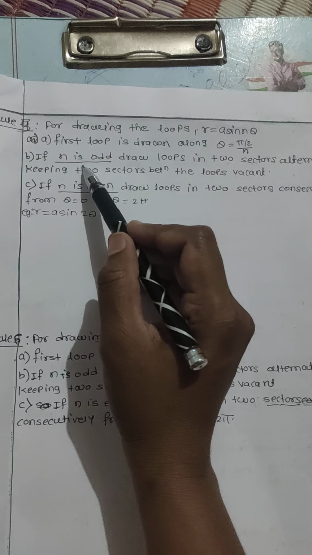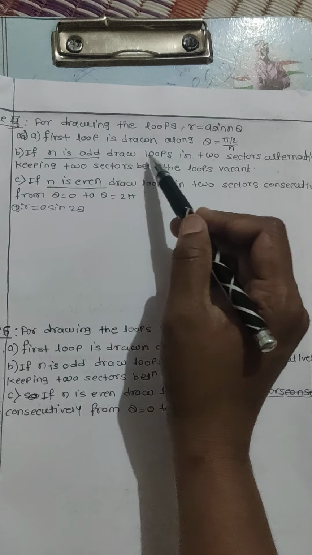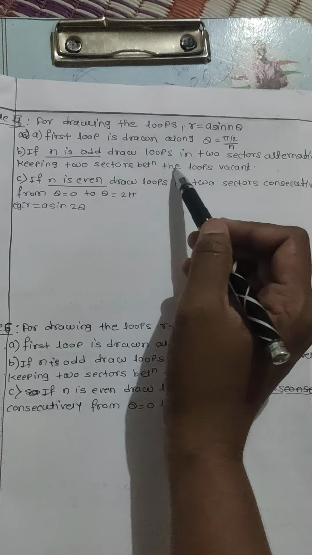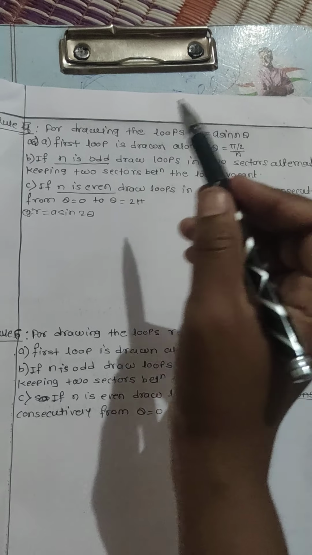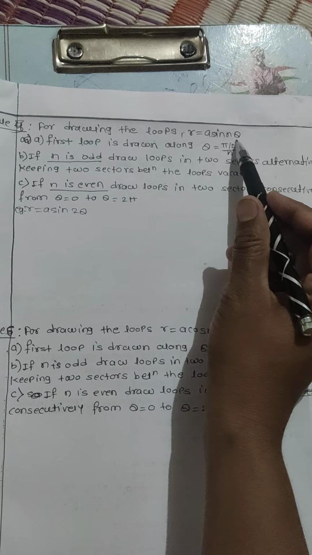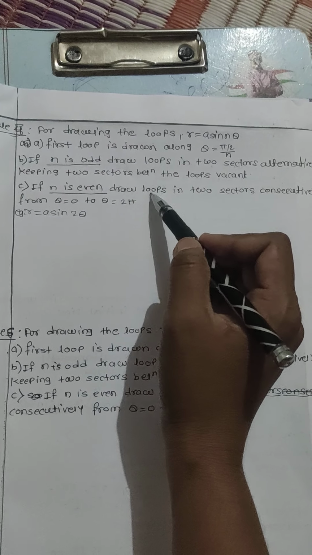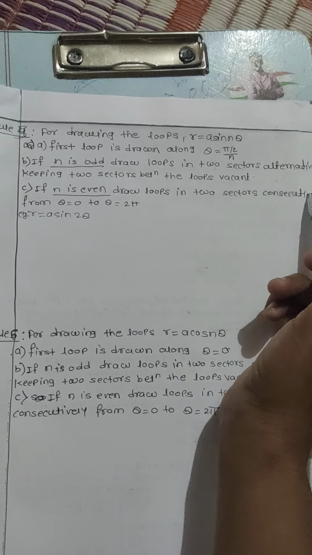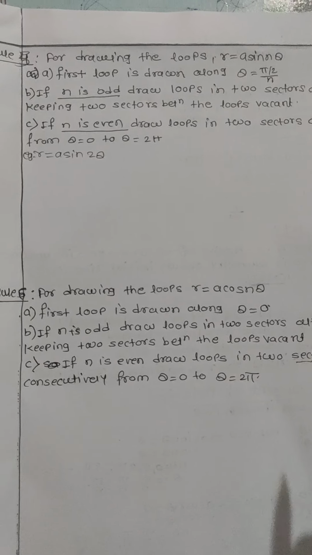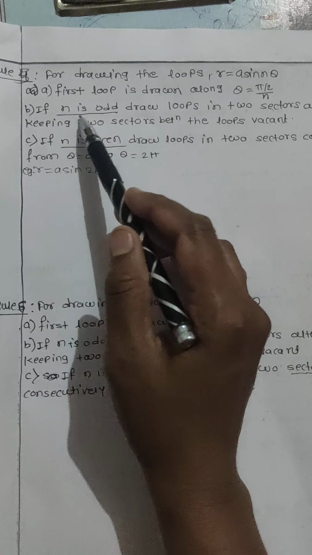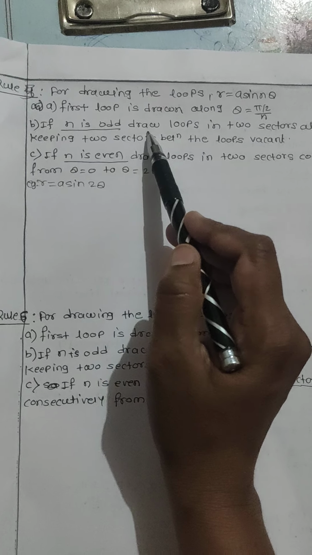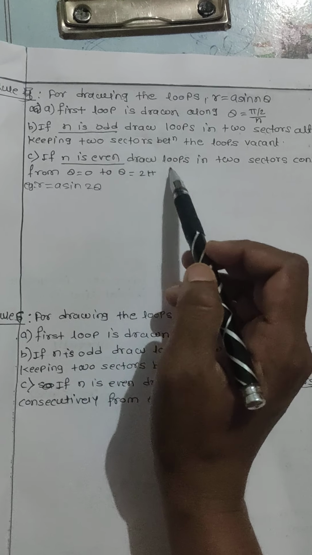Second thing is, if n is odd, we have to draw the loops in two sectors alternatively, keeping two sectors between the loops vacant. And what is the third condition? If n is even, for r equal to a sin n theta, we have to draw the loops in two sectors consecutively from theta equal to 0 to theta equal to 2 pi. So you have to remember, if n is odd, we draw the loops after two sectors, and if n is even, we draw the loops after one line.